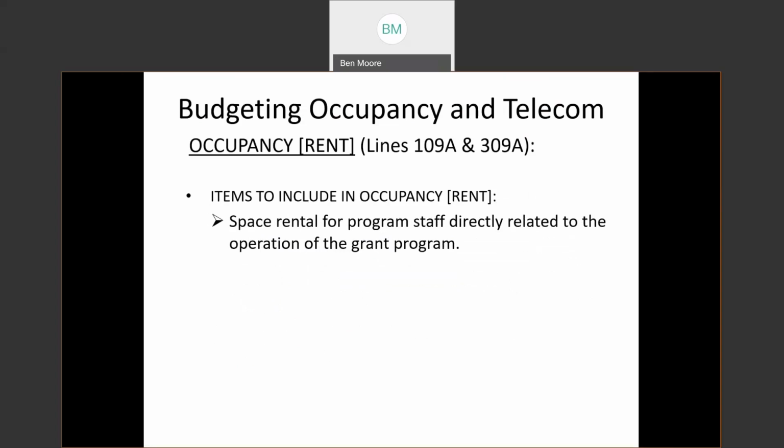In general, the items to be included in 109 and 309A, the occupancy rent category, are the space rental for program staff directly related to the operation of this grant.